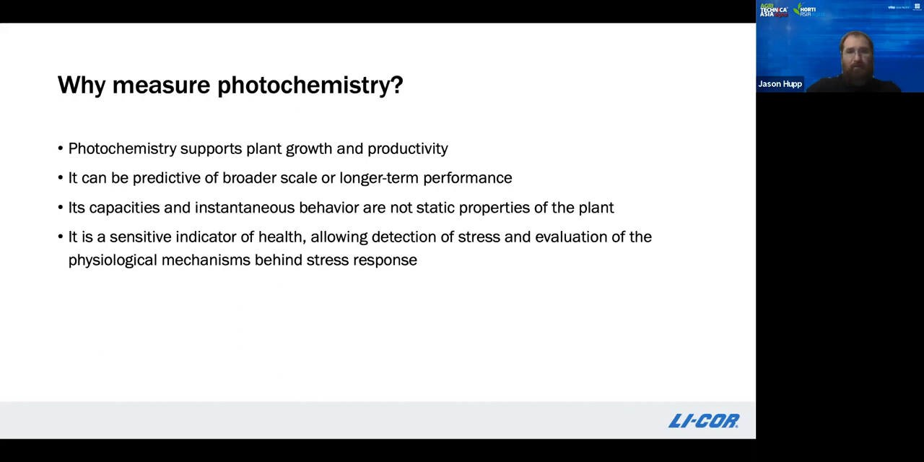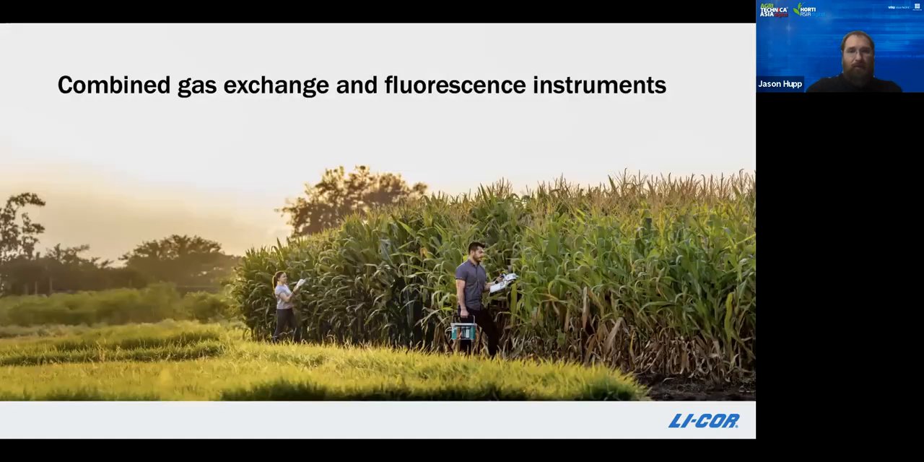Now let's talk about what we make at LI-COR to do this. We make two combined gas exchange and fluorescence instruments. We make the LI-600 porometer/fluorometer, which the young lady in the picture is using. And then we make the LI-6800 portable photosynthesis system, which the young gentleman is using in the picture. And I'll talk a little bit about each one of these and the kind of things that they're really optimized for and can be used for, and then make a pitch for how they can be used together.